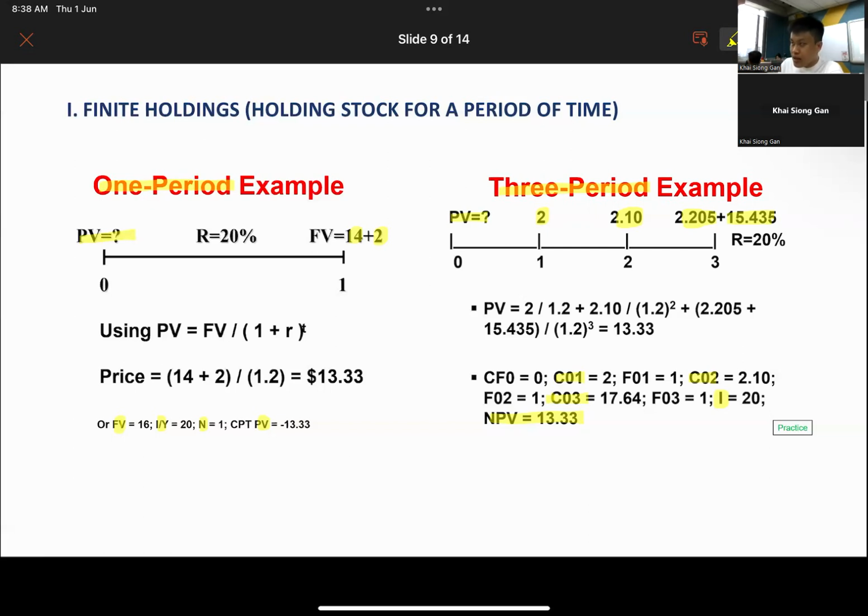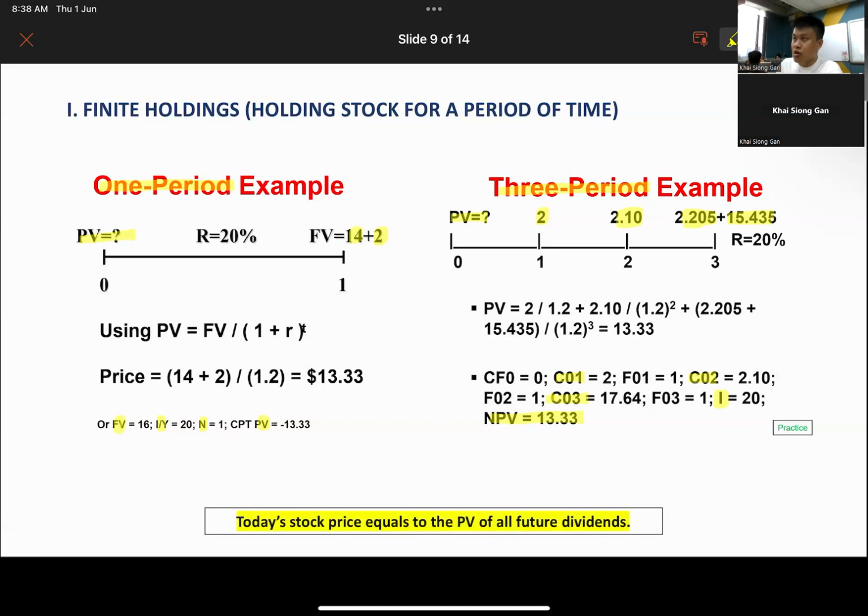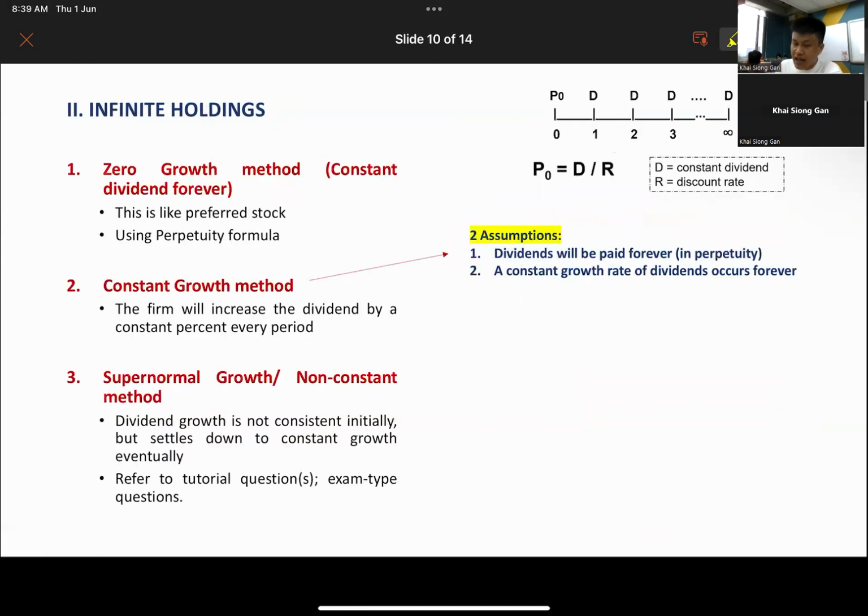But what if we refer to a situation we call infinite holdings? That means I buy the stock and hold it, but I'm not sure when I'm going to sell it out yet. I want to hold it for an infinite period of time. What we learned is that present value means you discount all the dividends or payments that you get in the future back to the present. Just now, with finite holdings, we looked at the present value of all the future dividends. Same thing if we look at the scenario of infinite holdings, where I want to hold for an infinite amount of time.